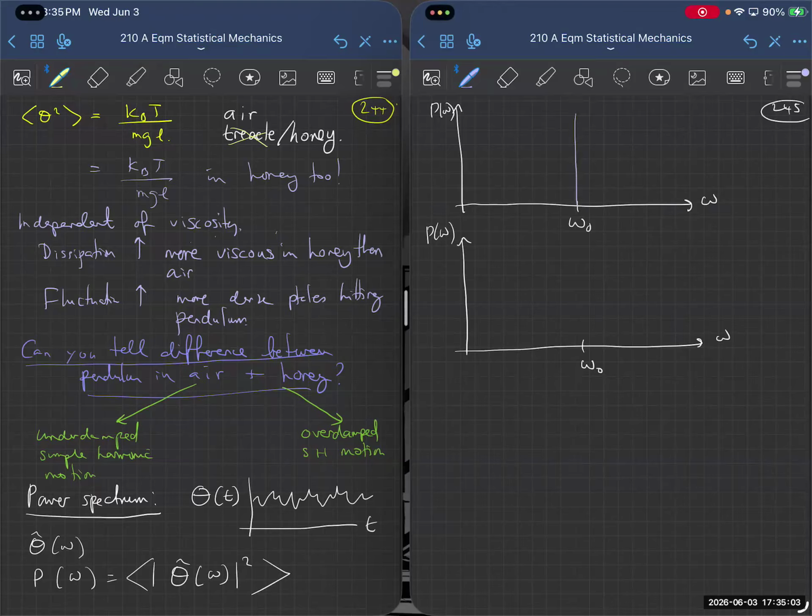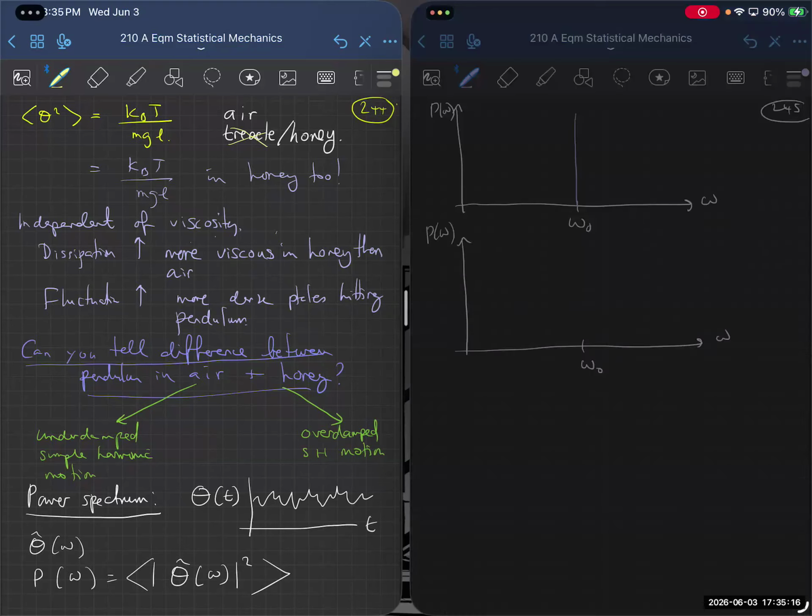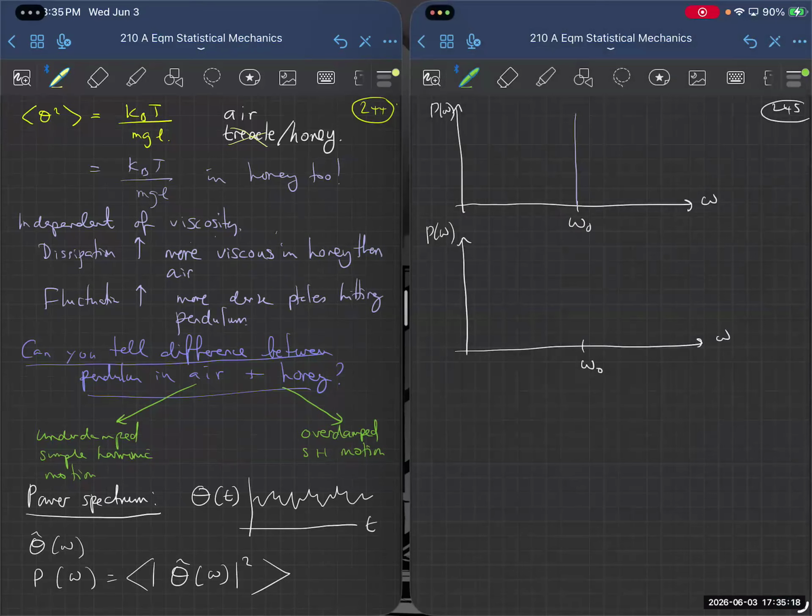But it's got a little bit of dissipation because every now and then it does bump into a molecule, and the molecule causes a bit of drag, and also then basically kicks the pendulum and keeps it going. So that's what it would be if it was ideal, and in reality it would look something like that. And so that would be the power spectrum you would see for the pendulum.